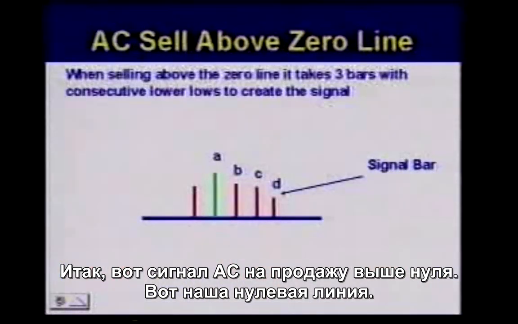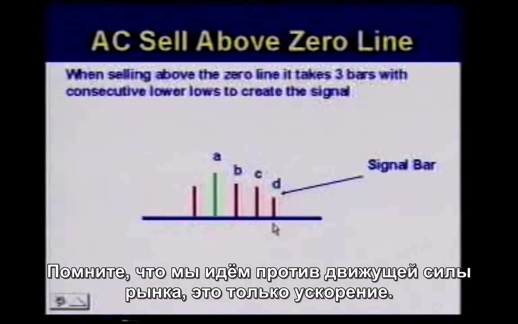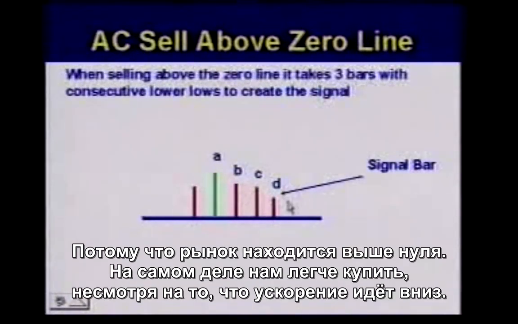Okay, here's the AC sell signal above the zero line. Here's our zero line. Represents our change in color at A. One lower low, two lower lows, three lower lows. Remember, we're going against the momentum of the market, the immediate acceleration. So we want to make it harder for us to sell because the market is really above zero. It's going to be easier to buy, even though it is decelerating.